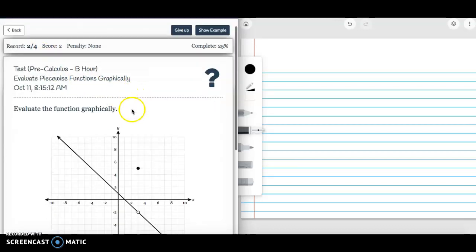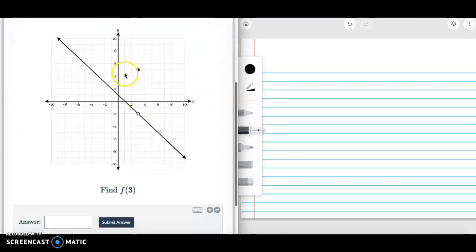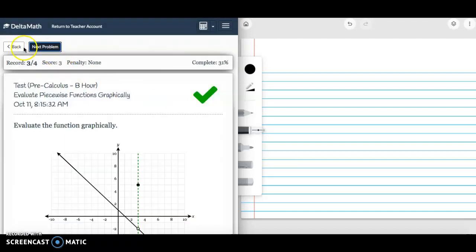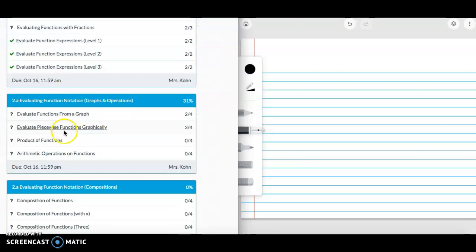Let's try another one. This one we want to find f of 3, so I go to 3 on my inputs, and then it looks like I want to go down to my graph down here, but this is an open circle, so they don't actually have the point there. Where is the point on this graph at 3? At 3, it's up here, so that would be a y value of 5. Cool. So there's those types of problems for piecewise functions.